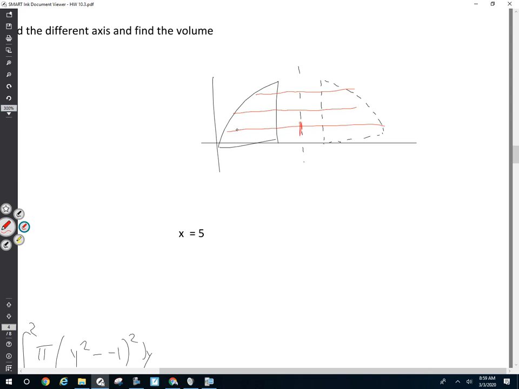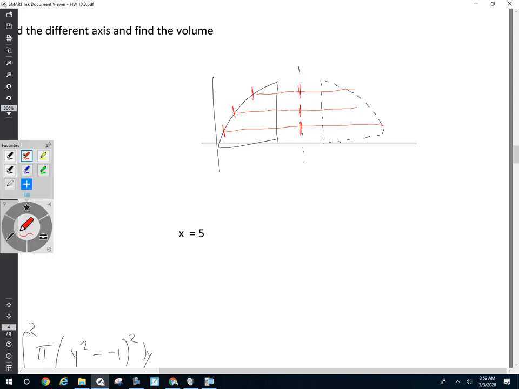Here's my red cylinder's radius. It's going to be a 5 minus a left. The left is going to be the x equals y squared. Blue cylinders inside, it's going to be 5 minus 4 consistently. So it's going to be a radius of 1 consistently.